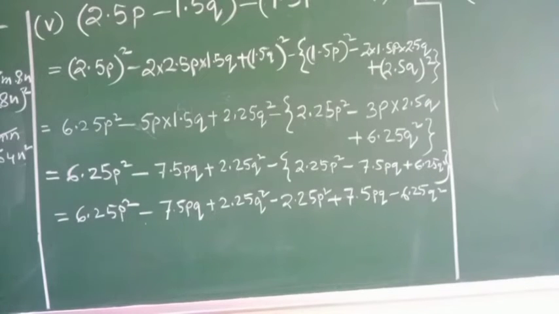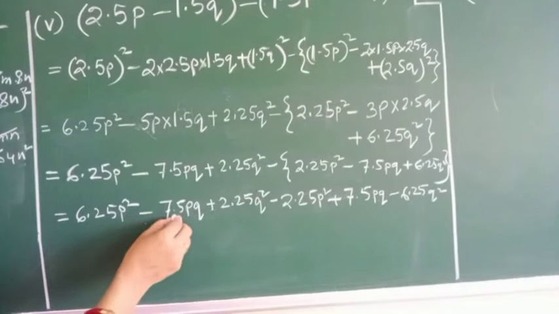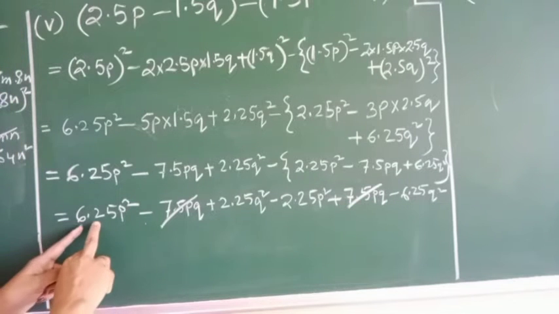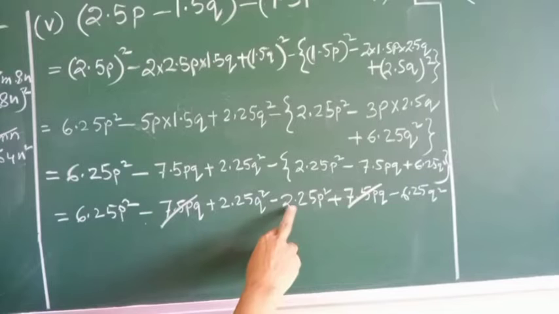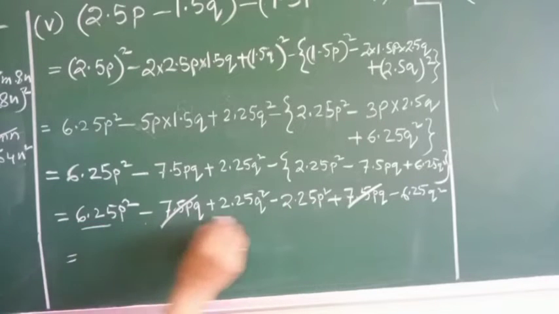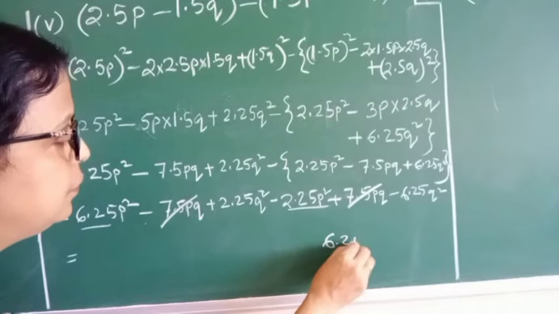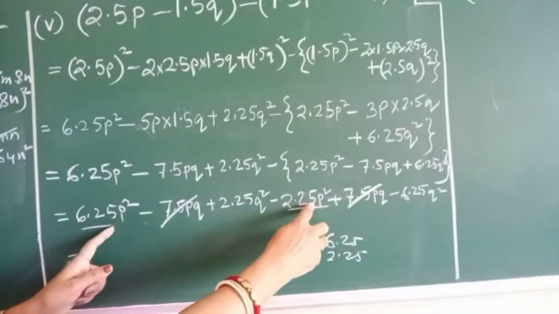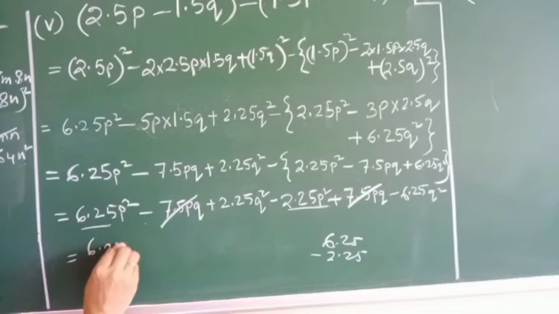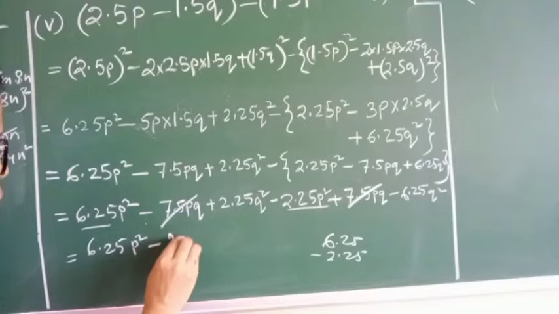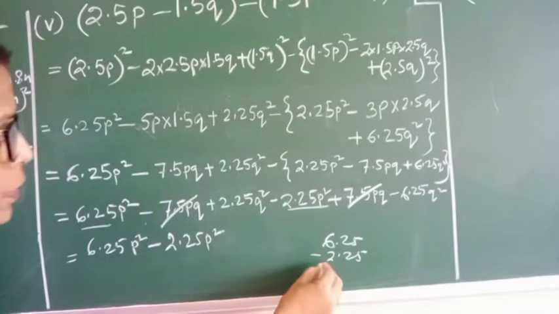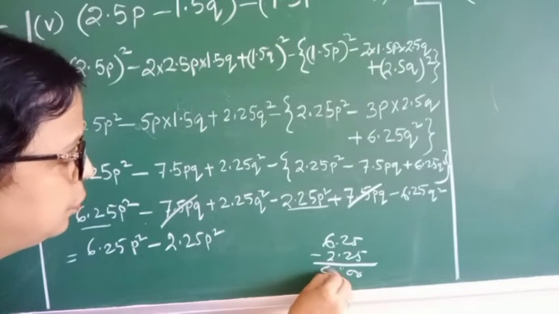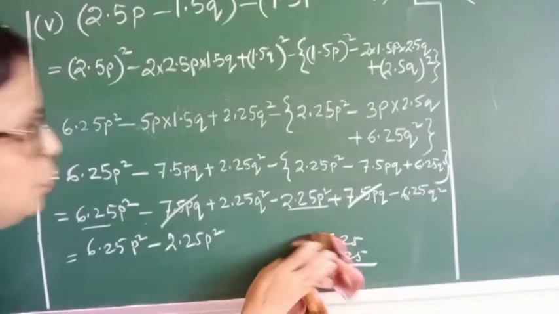Now we have to find out the like terms. See, 7.5 pq you can cancel with 7.5 pq. Here 6.25 p square and 2.25 p square. So if you subtract this, 6.25 minus 2.25, both are p square, so they are like terms. So I can write 6.25 p square minus 2.25 p square, and if you subtract this you will get 4.00, that is 4 only. So afterwards I will write the result.